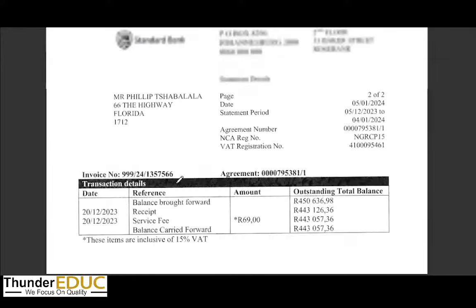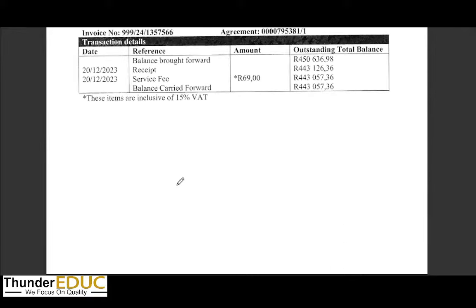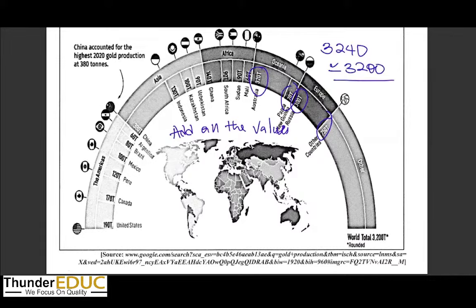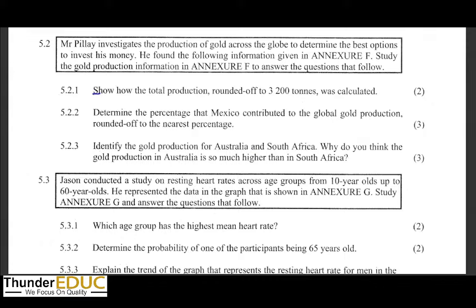All they did was to add all these values that you see here. You add them up, and they will add up to 3,240, which is approximately 3,200. So the question says, show how. So all you do is add up the values.